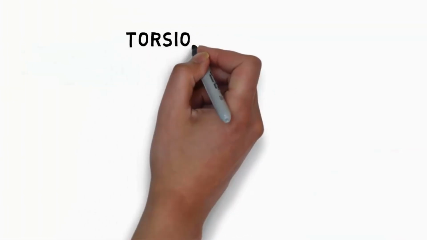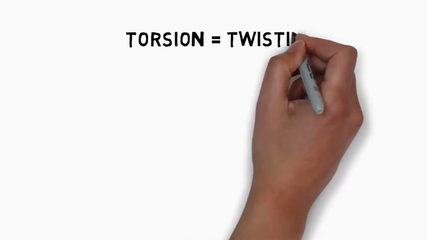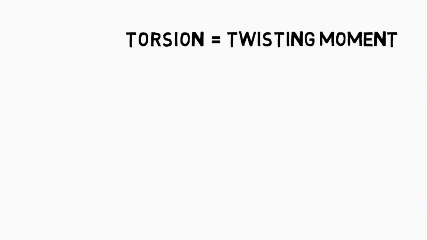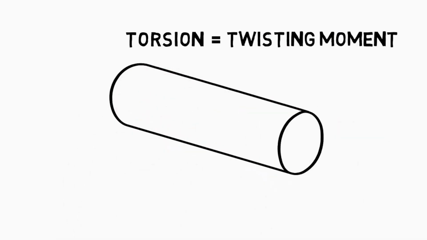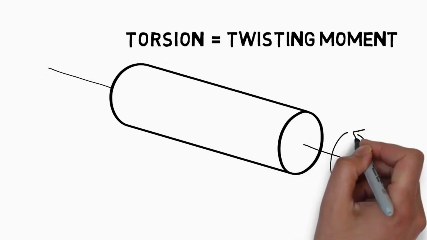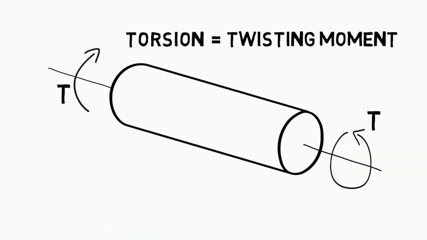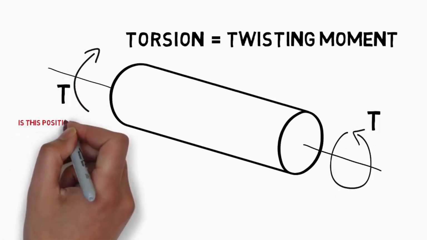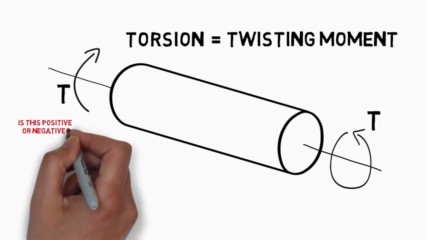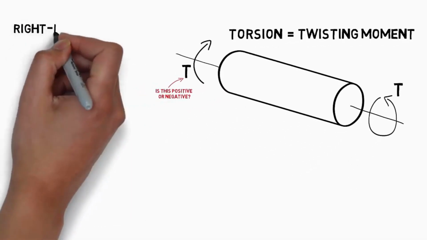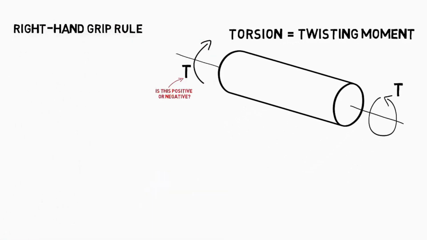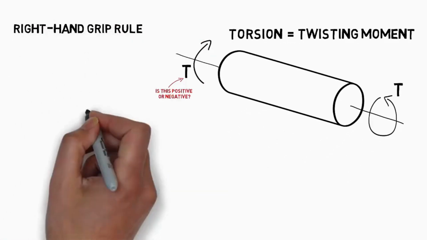Let's return for a moment to our definition of torsion as a twisting moment applied along the axis of a shaft. To annotate torsional loading on a given shaft, we can first draw its axis, and then the pair of twisting moments that react each other along that axis. As engineers like to talk in scalars rather than vectors, we need to establish some form of sign convention for these torsional moments. Enter the right hand grip rule.